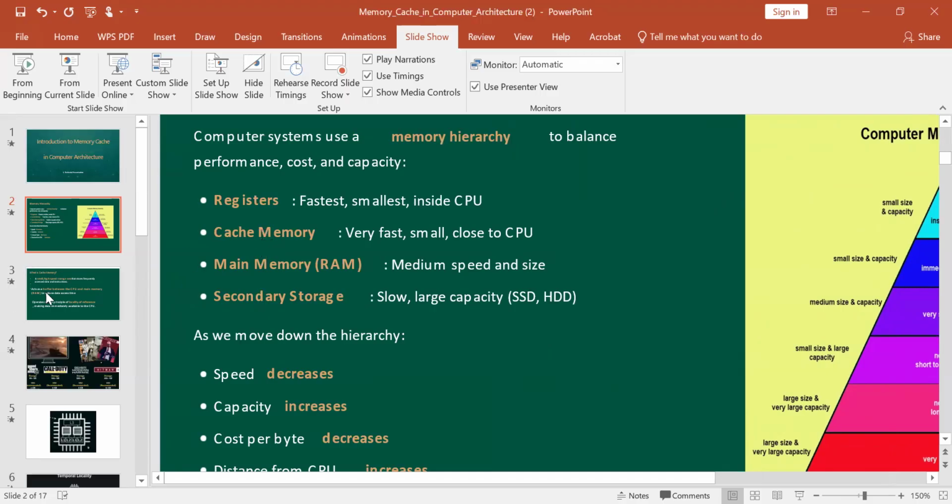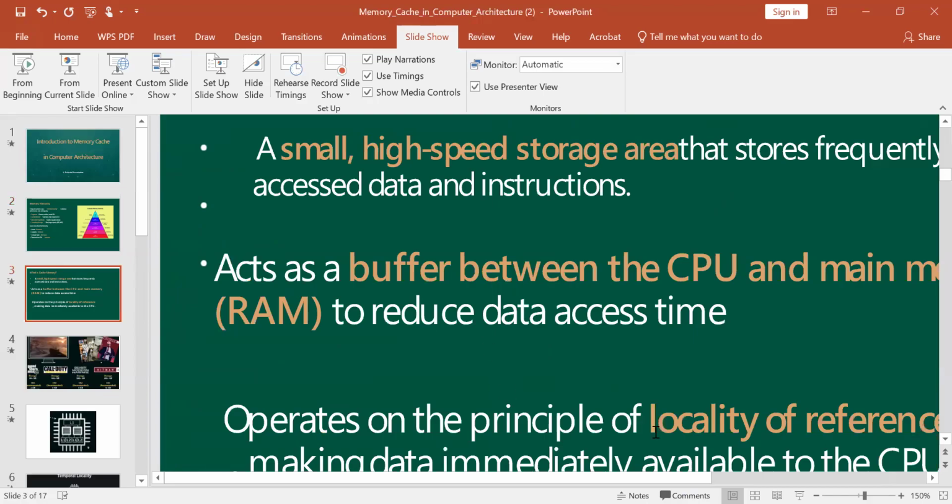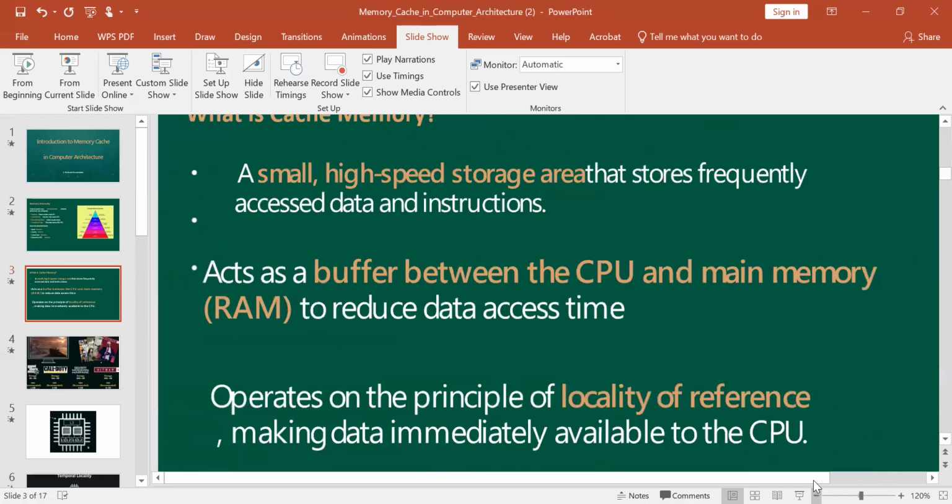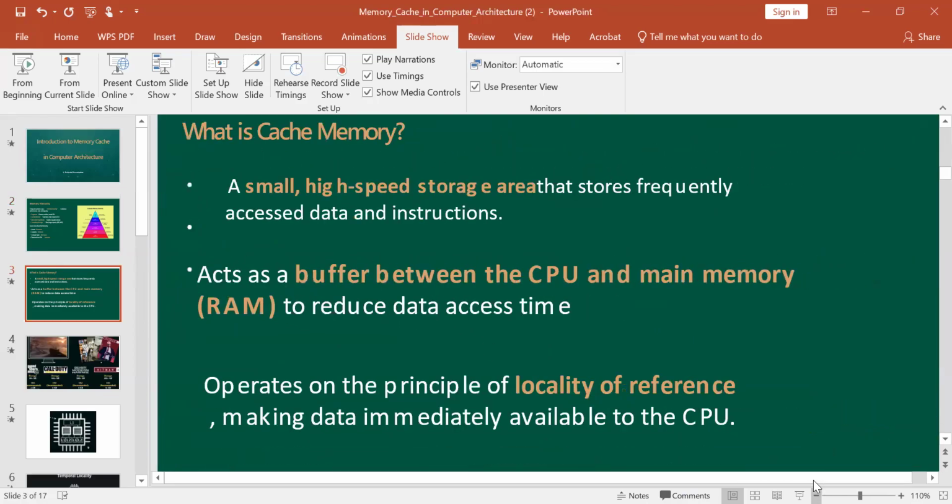In this lecture, we are focusing mainly on cache memory and how it operates. So what is cache memory? The cache memory is a small, high-speed storage area very, very close to the CPU, from which data is accessed. What the computer does is to store data that will be frequently accessed by a running program on this cache memory.